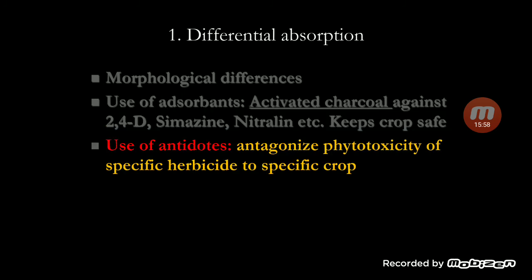Use of antidotes can also be used to prevent the phytotoxicity and increase the selectivity towards the weeds. Antidotes are the chemicals which antagonize the phytotoxicity of specific herbicide to specific crop. So, they have a reverse reaction. The antidotes neutralize the herbicide, we can say they stop the action of herbicide.